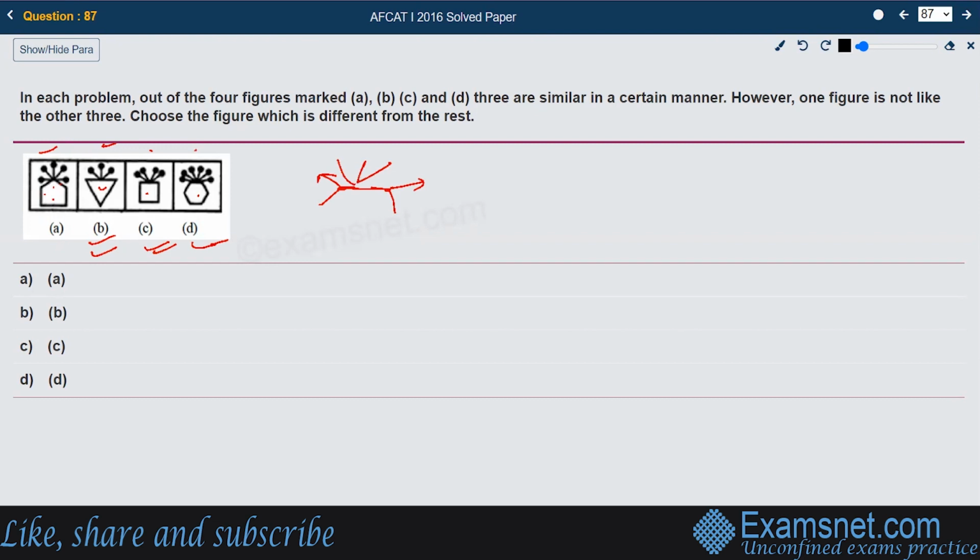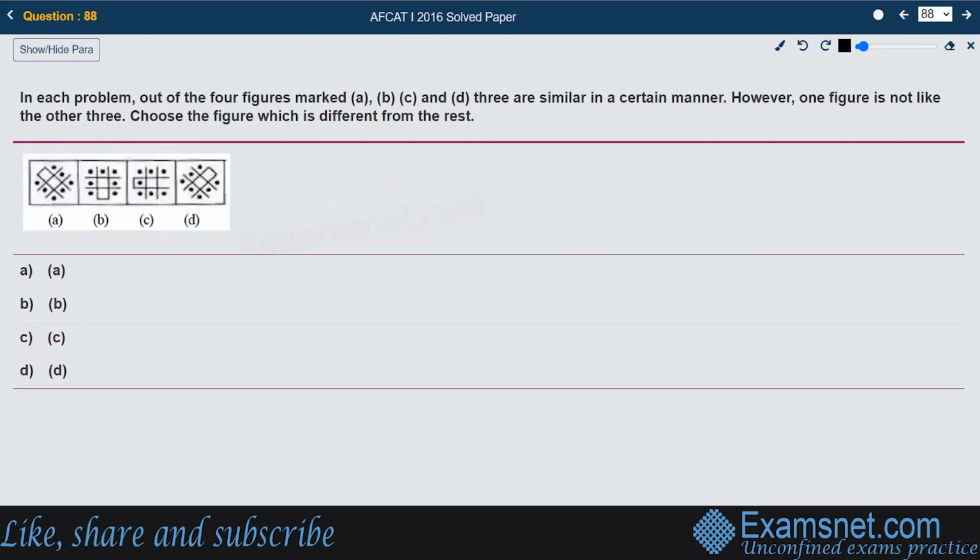But in option A, the pins are connected not to the side but to that point, the vertex, or the edge of the polygon. So that's why option A becomes odd, because the pin connections should have been to the sides. Option A is the only odd one, so option A is the right answer.